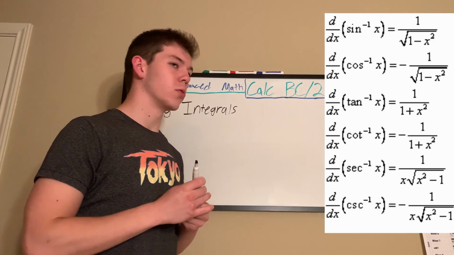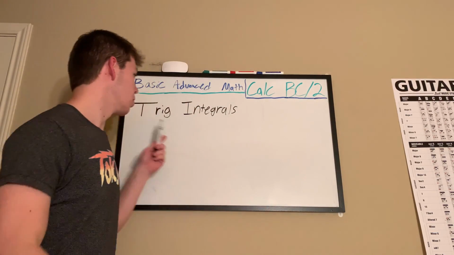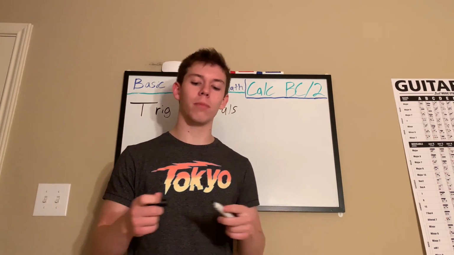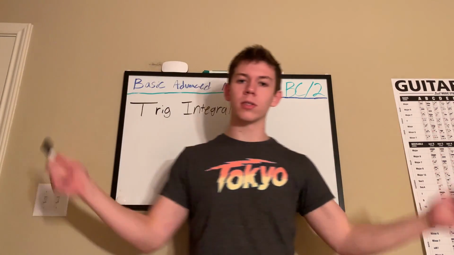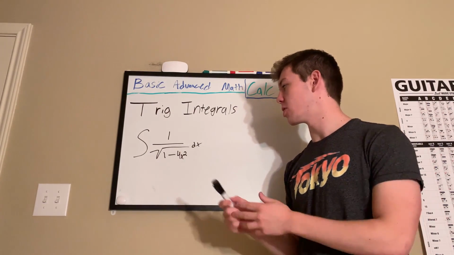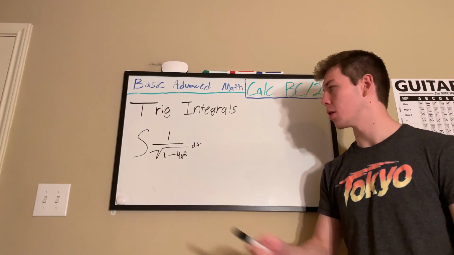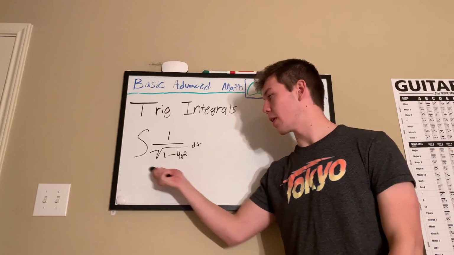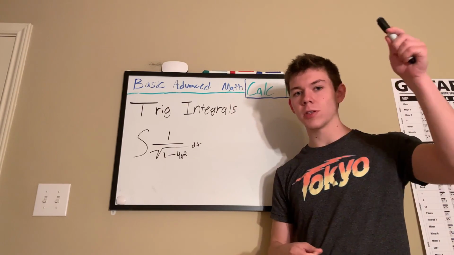So let's get straight into an example. We're going to go over how to use these trig integrals to solve problems that you previously would not be able to solve. Our example right here is the integral of 1 over the square root of 1 minus 4x squared. This is where we got to use our skills that we picked up to try and make this equation fit one of the 6 that you just saw in the formula sheet.